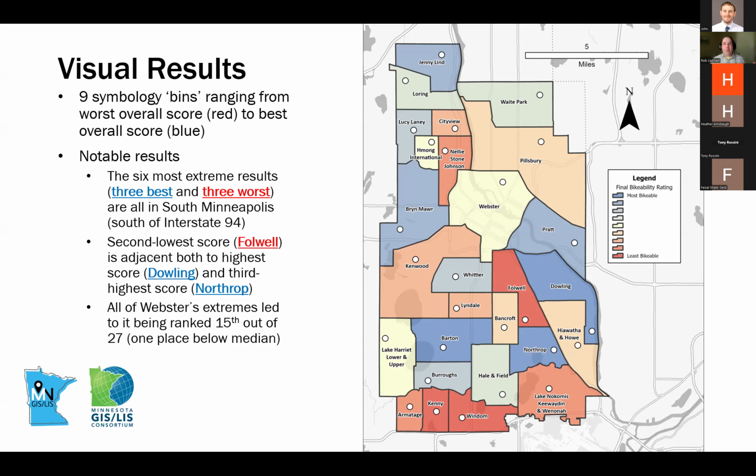I mentioned earlier how Webster was such an extreme example. All its values were off the chart. Well, by ranking 27 things in order, the 14th thing is right in the middle, the median. Webster was 1 place below that. So all of its extremes pretty much balanced out at the end of the day.